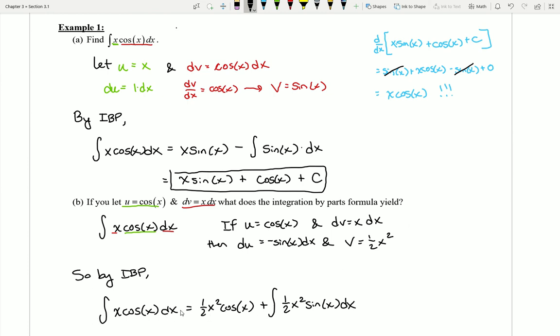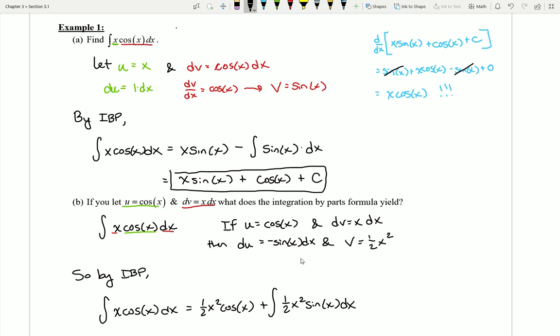Now, is this a true statement? Yes. But is it a helpful statement? Well, I would argue no. While it's true, this new integral that I got over here almost seems harder than the one that I started with. So this might be an indication that I want to go ahead and try to rethink my selection for u and dv.